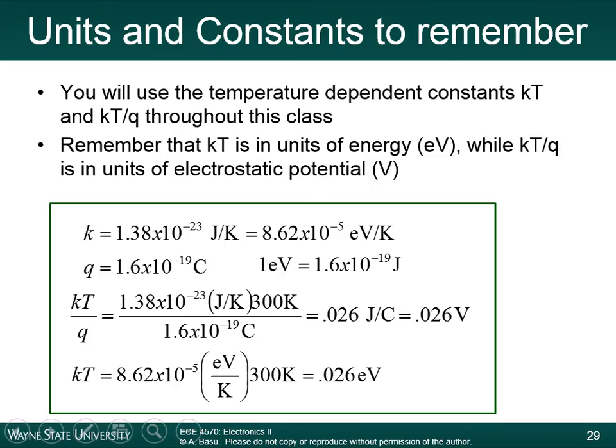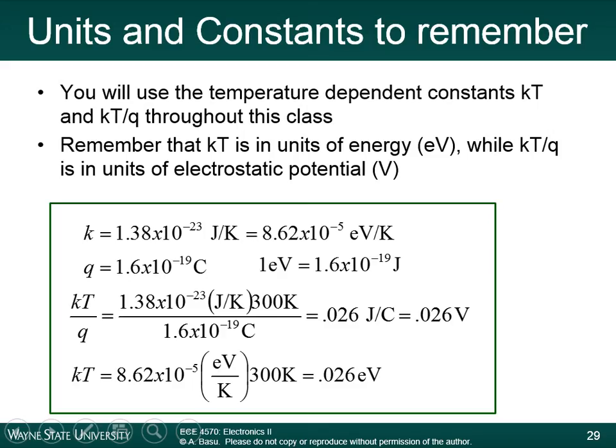This constant Q we already know about, 1.6 times 10 to the negative 19 coulombs. KT over Q, which we'll talk about later, this KT divided by the electron charge, comes out to 0.026 joules per coulomb, 0.026 volts. KT over Q is in units of electrostatic potential. We'll be using that later in the course.